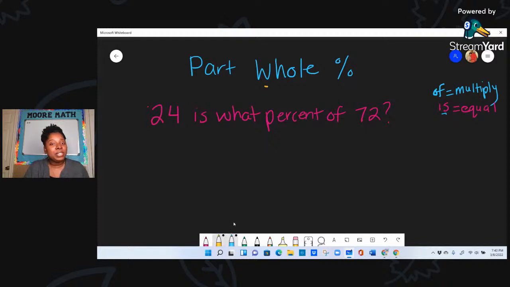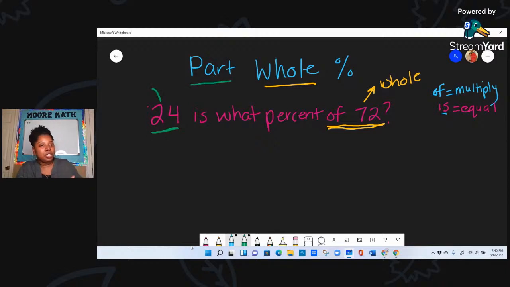Remember, I said the whole is usually with the word of. So I'm taking a piece of 72. 72 is your whole amount. 24 is a piece. It's a percent of that. So 24 is your part. 24 is just a piece of 72, the whole amount. So 24 is your part, and they want you to find the percent. The percent, we don't know what it is. So we have to find the percent.